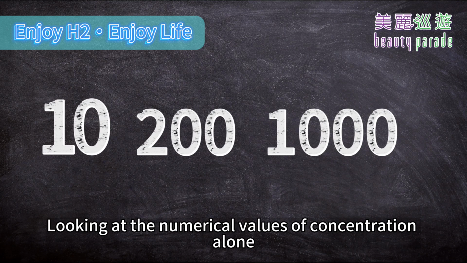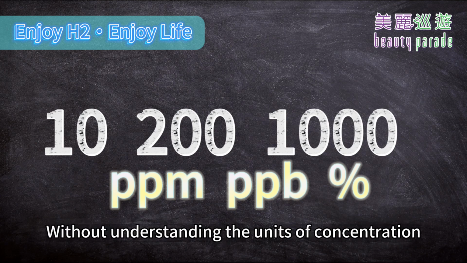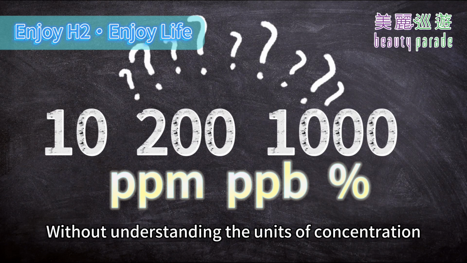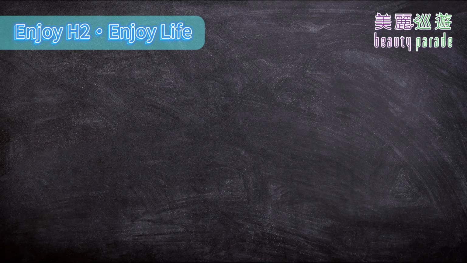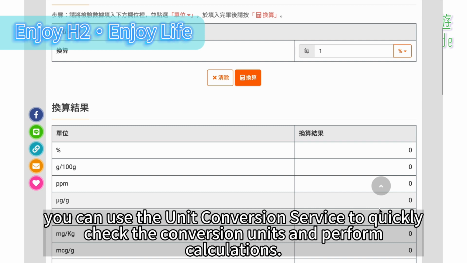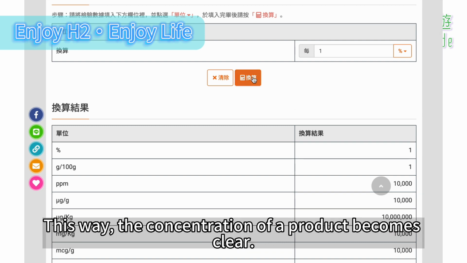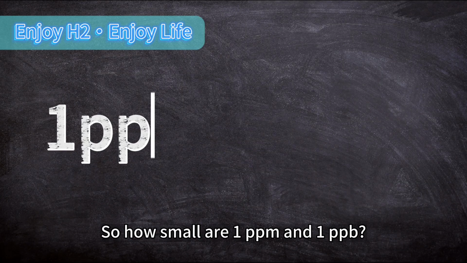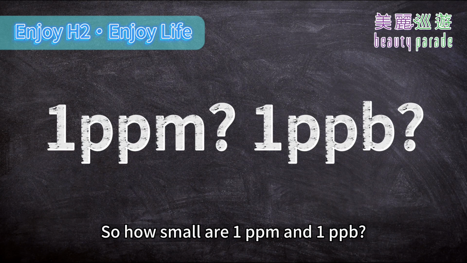Looking at the numerical values of concentration alone without understanding the units of concentration, it is easy to misunderstand. If you need conversions, you can use the unit conversion service to quickly check the conversion units and perform calculations. This way, the concentration of a product becomes clear. So how small are 1 part per million and 1 part per billion?